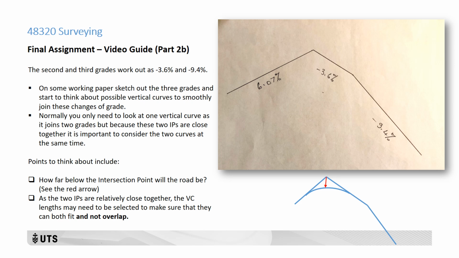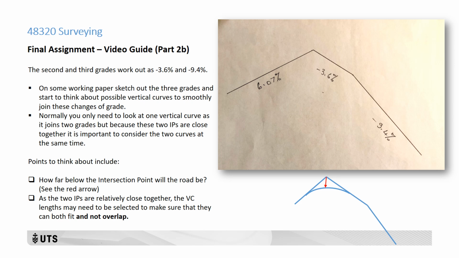Now at this stage, it's worthwhile just scribbling these out on a sketch bit of paper as we start to think about how we're going to join these and smooth these out with vertical curves. Now look, normally you'd only have to worry about one vertical curve smoothing out the transition from one grade to the next. But because these two intersection points are close together, it's worthwhile looking at the two of them together. So a couple of things to think about. How far below the intersection point will the road end up? Look at the red arrow.